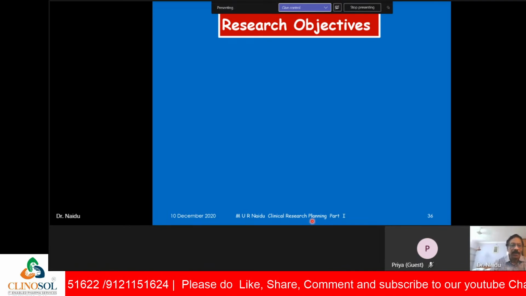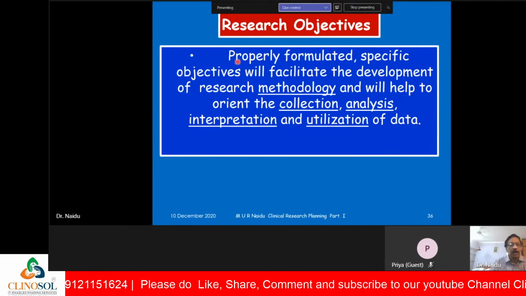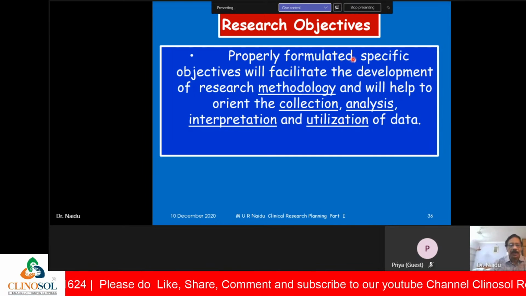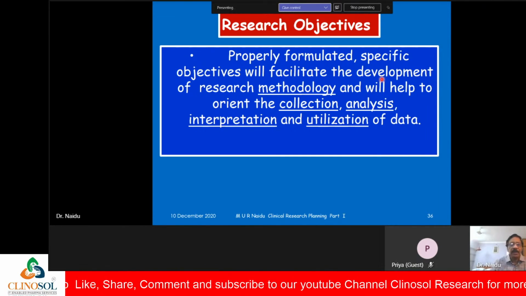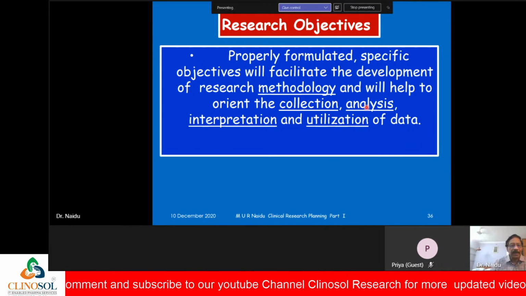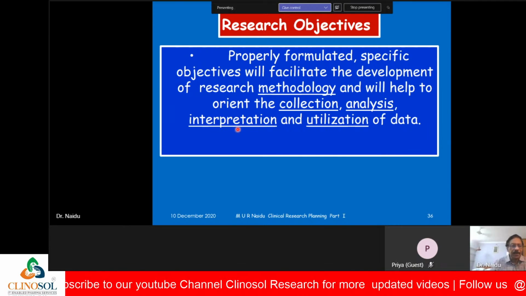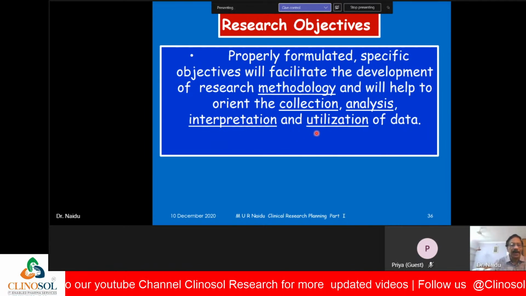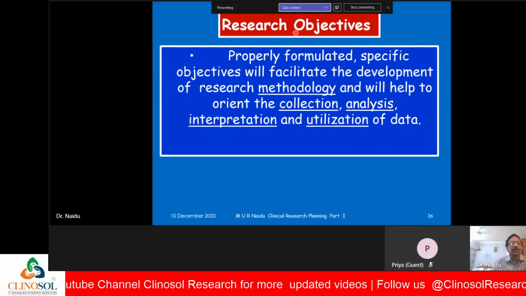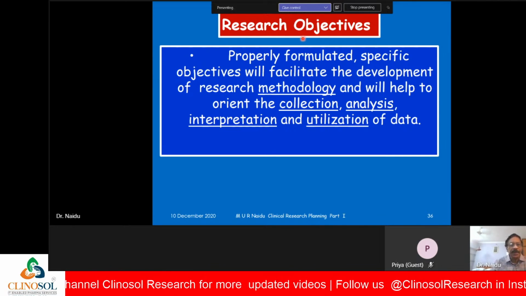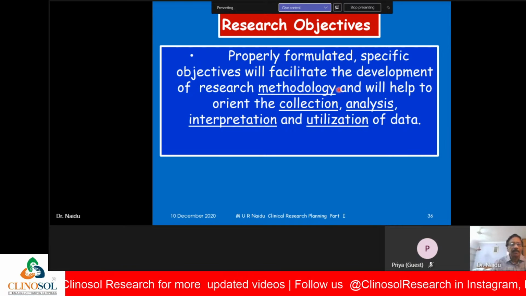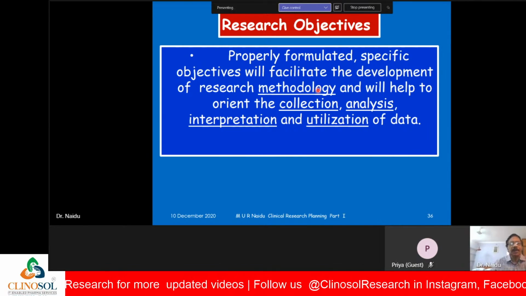Now, further, the research objective should be properly formulated. It should be a specific objective, which will facilitate the development of research methodology, collection, analysis, interpretation and objective. All these things will only be possible perfectly if your research objective is good. If it is very poor, methodology, anything will be done.